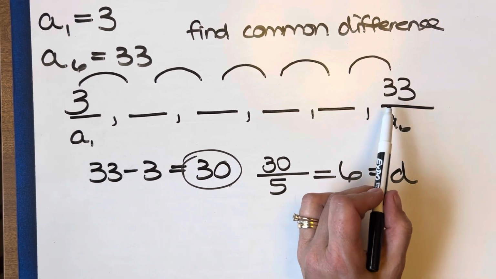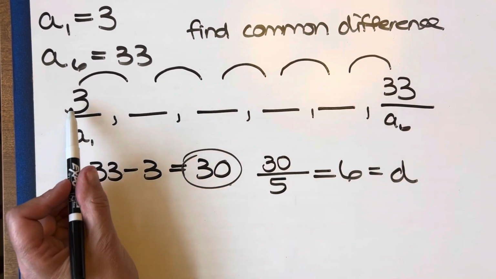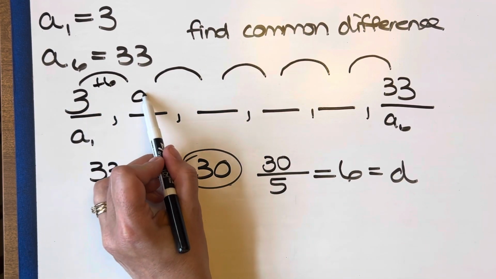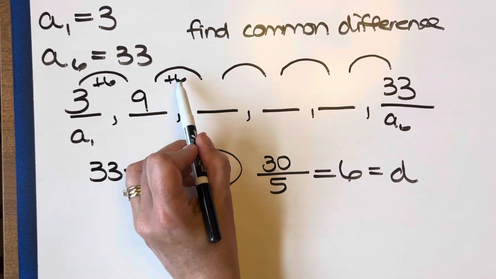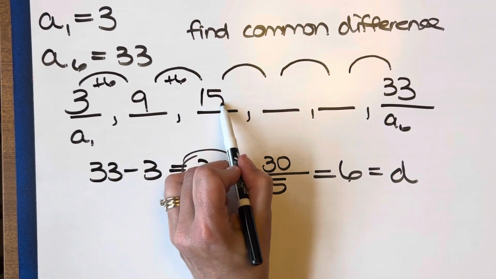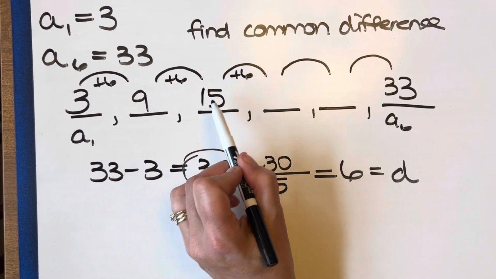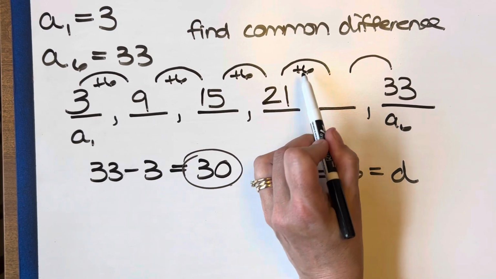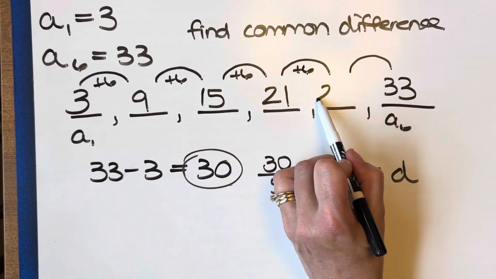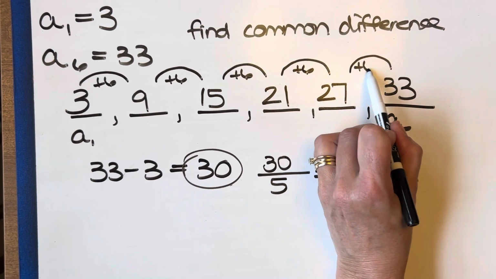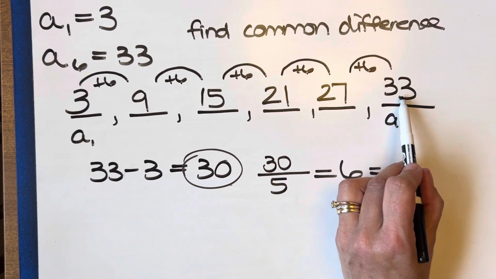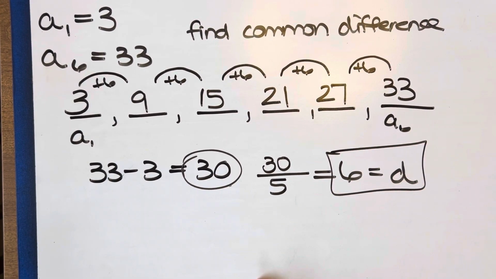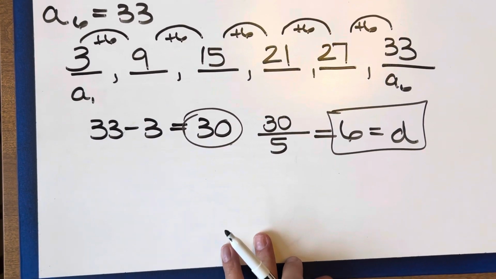So let's check that out and make sure that it works. If I add 6 to 3, I get 9. If I add 6 again, I get 15. I add 6 another time, and I get 21. I add 6 another time, and I get 27. And I add 6 my last time, and I end up at 33. So I'm very confident that the common difference in my sequence is 6.